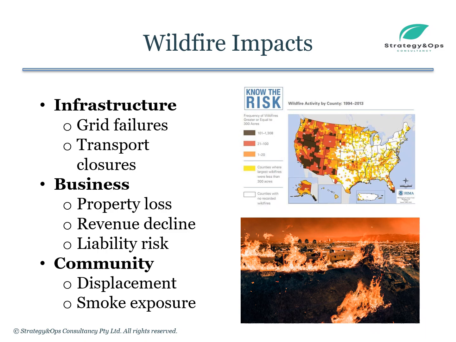Businesses feel the impact quickly. Facilities may close, revenue drops, and supply routes are disrupted. There is also real liability risk. For example, PG&E faced over $30 billion in claims after its equipment caused the 2018 Camp Fire.